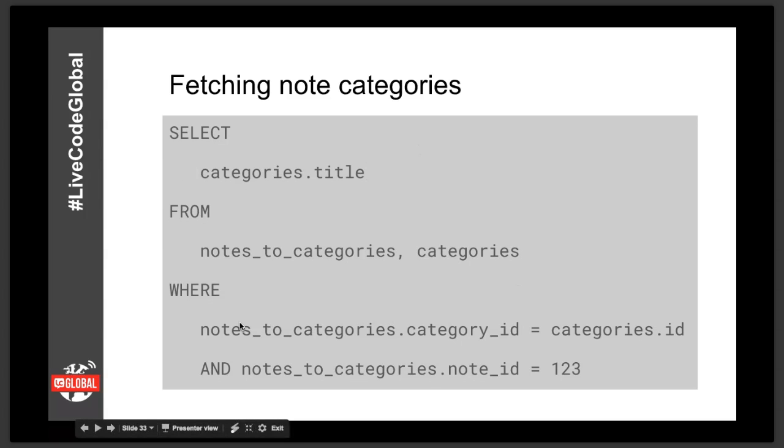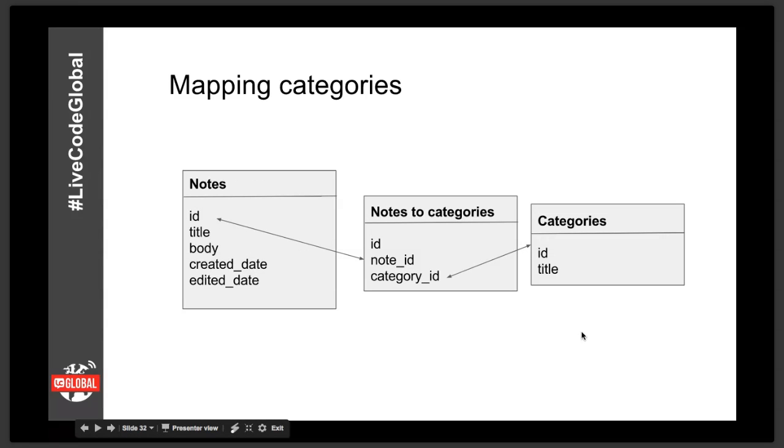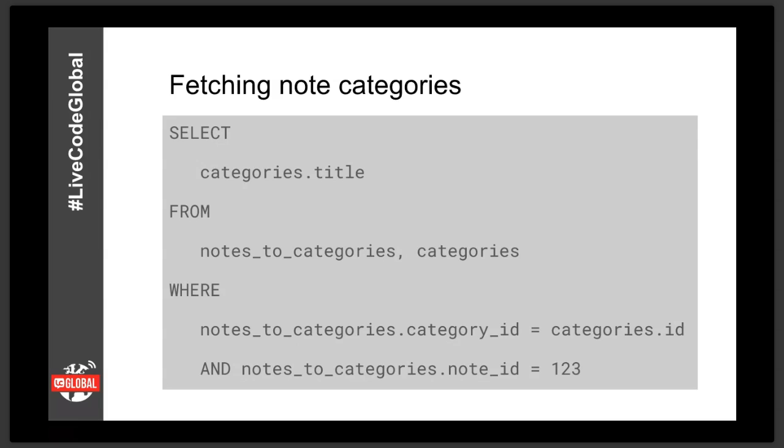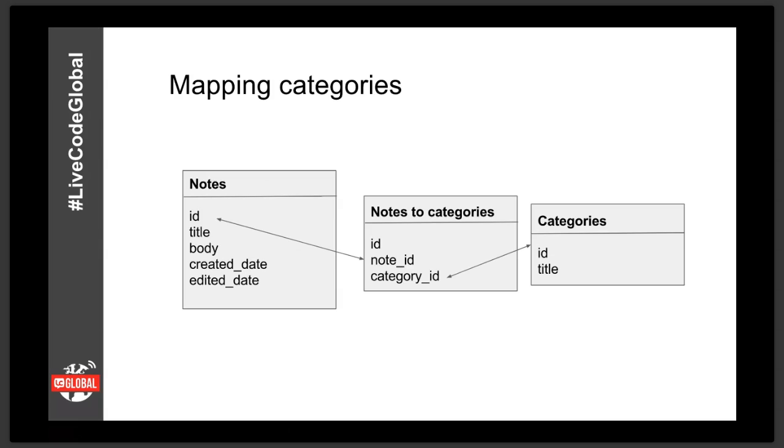And this is the where command here that performs the actual join. So where notes_to_categories.category_ID equals categories.id. So each category has a unique ID, and that, if you look at our previous table, maps back to the notes_to_categories category_ID entry, or field rather. So that's how you do that. notes_to_categories.category_ID equals categories.id, and notes_to_categories.note_ID equals 1, 2, 3. So that's saying we want to fetch all the categories that belong to note 1, 2, 3.